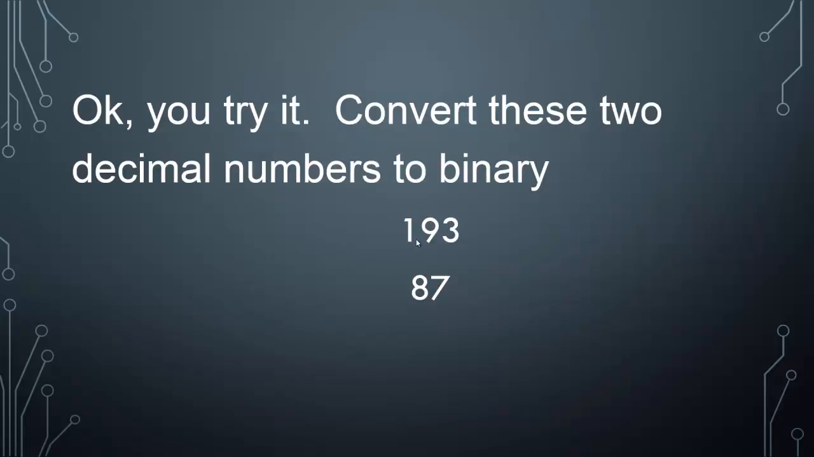Alright, so we're back, and your turn. So convert these two numbers, 193 and 87. I want you to convert those into binary. So pause the video now and convert those, and then we'll check your answers.